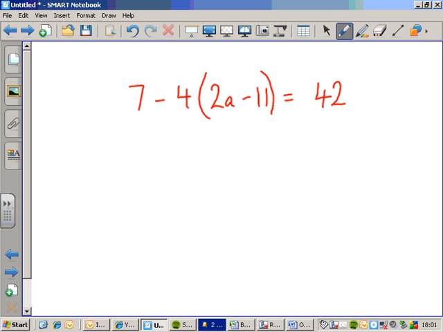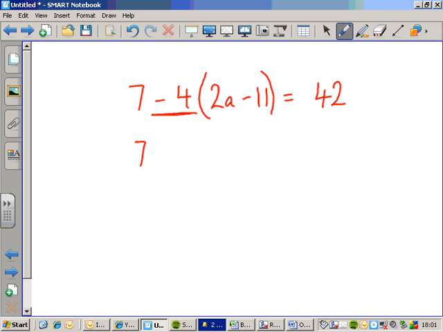And BIDMAS says we do any multiplying that we have to do before we do any subtraction, don't we? So we'll deal with our 4 open brackets 2a minus 11 close brackets before the 7. So we'll just bring that 7 down there, and we'll deal with it in a second, okay? And now we're going to multiply everything in the brackets by, not 4, but in fact, minus 4.